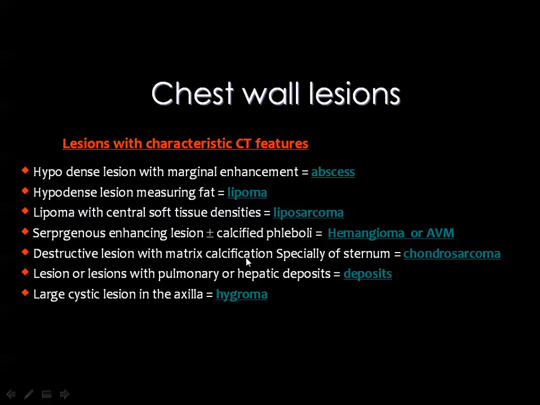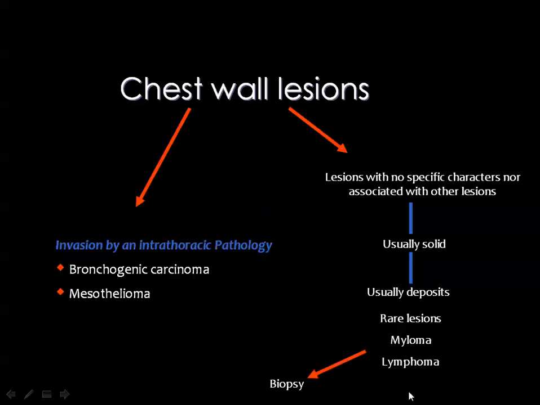Destructive lesion with matrix calcification, especially in the sternum or even in the ribs, is diagnostic of chondrosarcoma. Lesion or lesions with pulmonary or hepatic metastasis may be suspected as deposits. A large cystic lesion in the axilla containing fluid is usually suggestive of hygroma. Then if you have a lesion invading the chest wall from the intrathoracic cavity, then you consider the possibility of bronchogenic carcinoma and mesothelioma, and both have characteristic imaging findings.